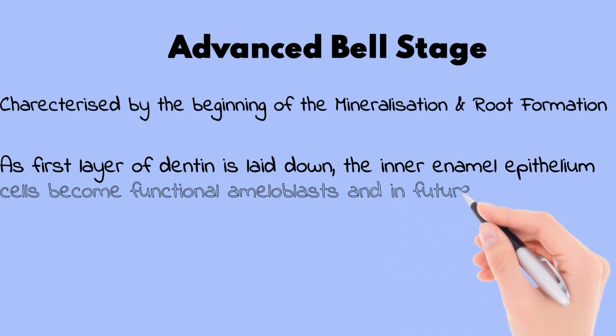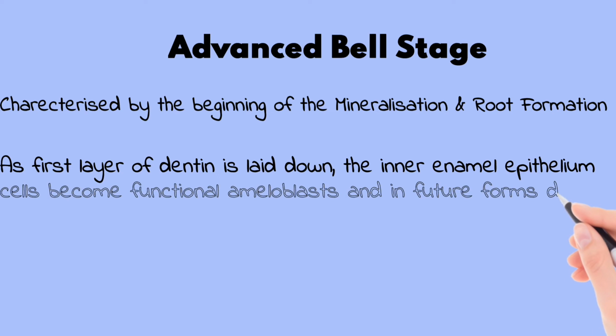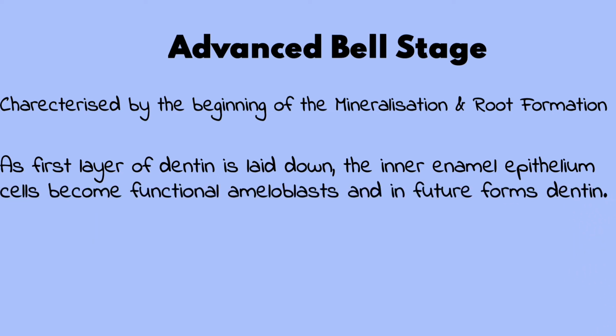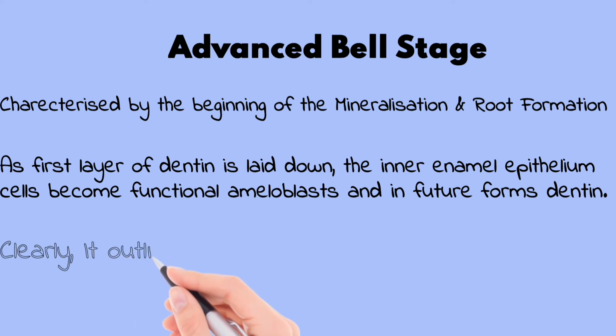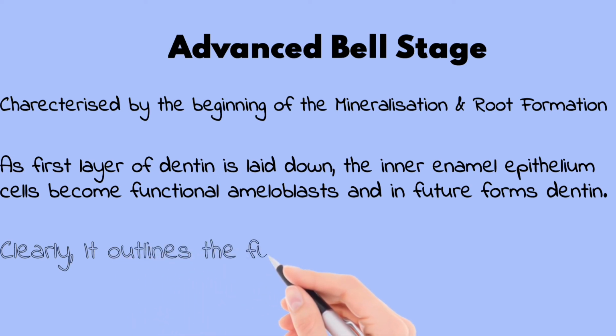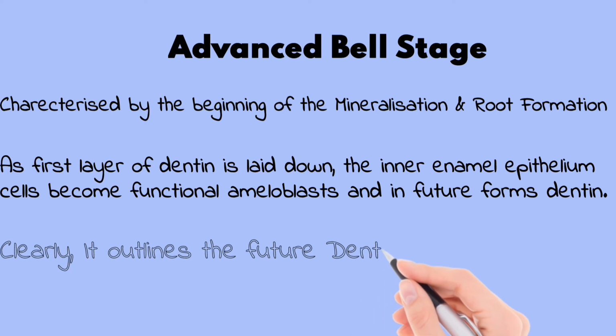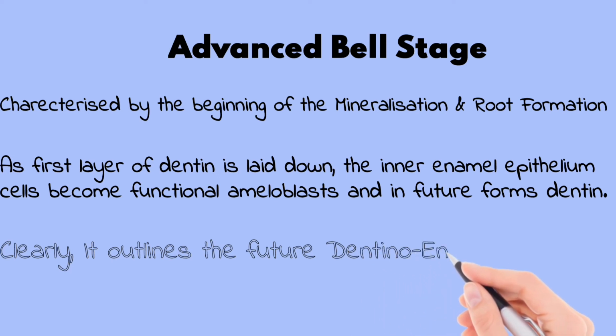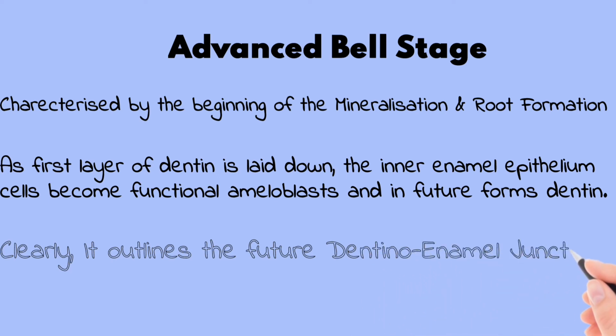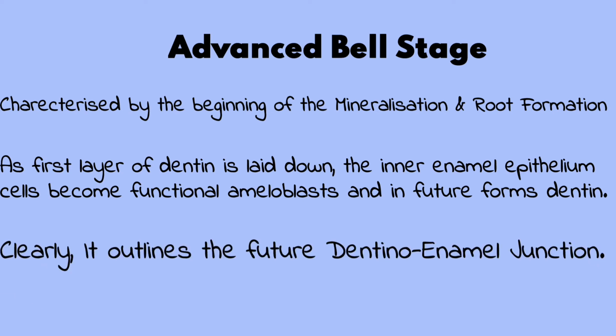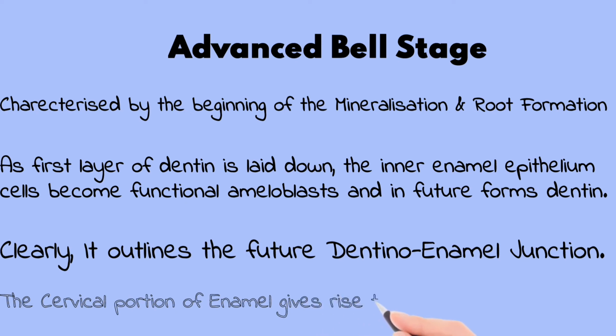Let's revise this topic: the advanced bell stage is characterized by the beginning of the mineralization and the root formation. Also, the ameloblasts are laid down and in future form enamel. So this advanced bell stage outlines the future dentino-enamel junction. Also, the cervical portion of the enamel gives rise to a very important structure, that is the Hartwig epithelial root sheath, also called the epithelial root sheath of Hartwig. So let's study this Hartwig epithelial root sheath in the next slide.